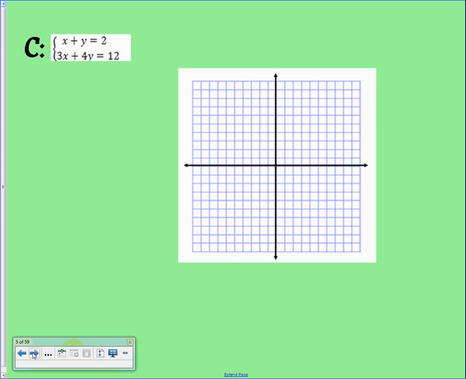So let's take a look at example C. I'll do my first one here in red. So I've got an XY table again. That's going to be the two ordered pairs 0, 2 and 2, 0.